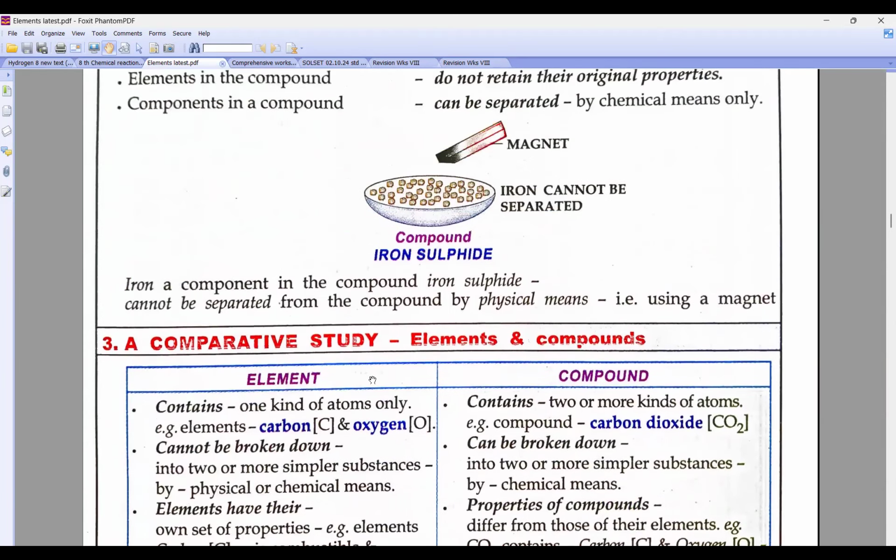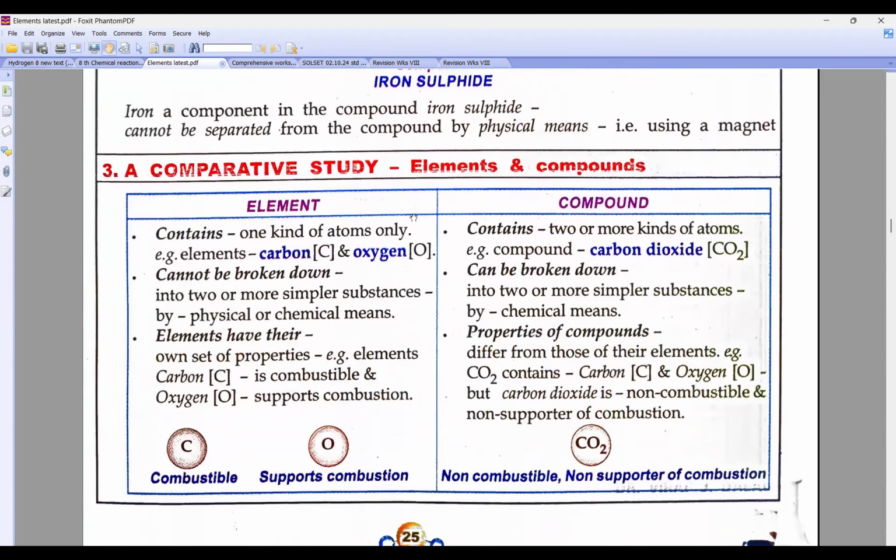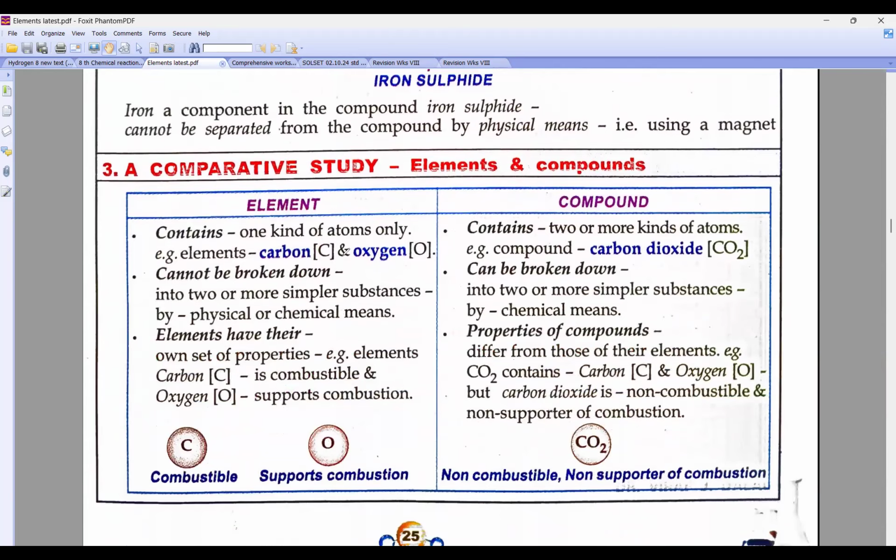Okay, we are going to go for the separation technique. Now, look, element means what? Carbon is an element, oxygen is an element, but carbon dioxide is a compound. An element cannot be broken down. This can be broken down into carbon and oxygen. Okay, they have their own property, but they do not retain their own property in the compound.